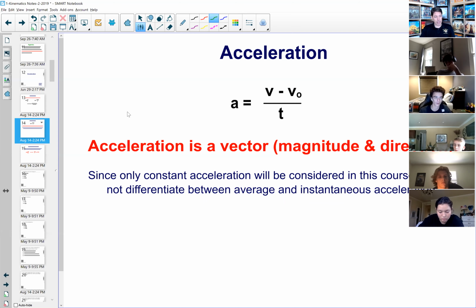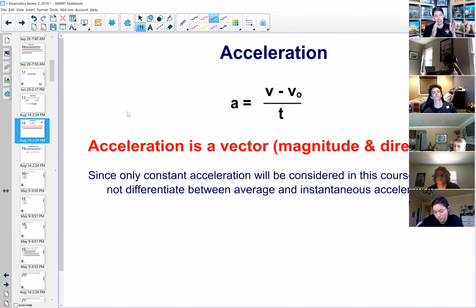And then below that, you can see it says, since only constant acceleration will be considered in this course, we will not differentiate between average and instantaneous acceleration. So as we learned in our last unit, sometimes average velocity and instantaneous velocity are the same, and sometimes they're different. And technically, that's also true for acceleration. But for the concerns of this course, we'll only ever be thinking about constant acceleration scenarios.